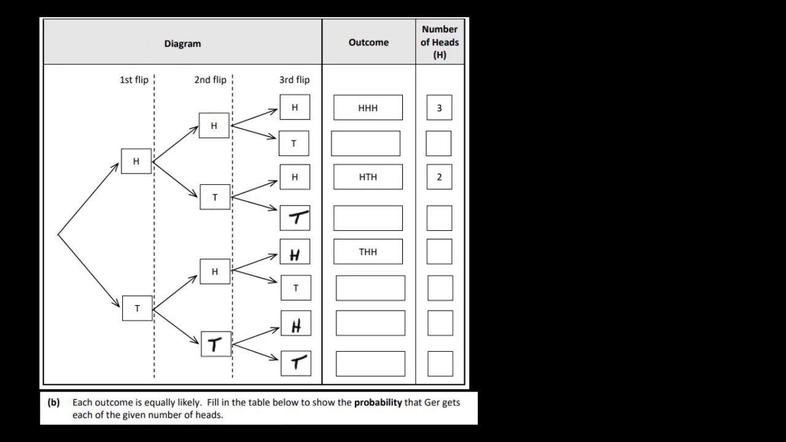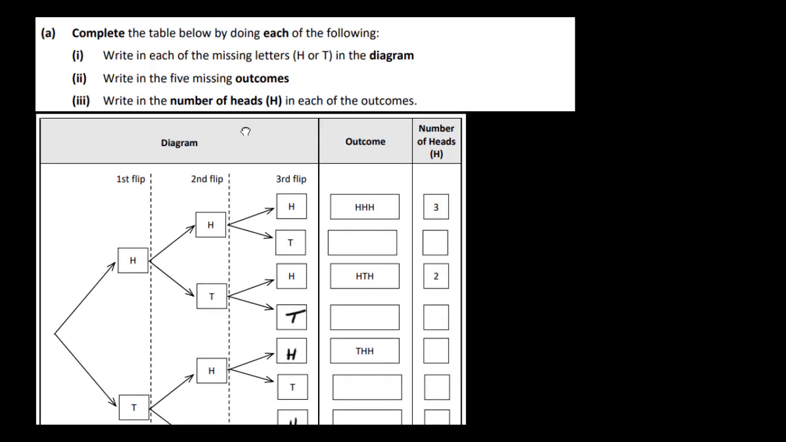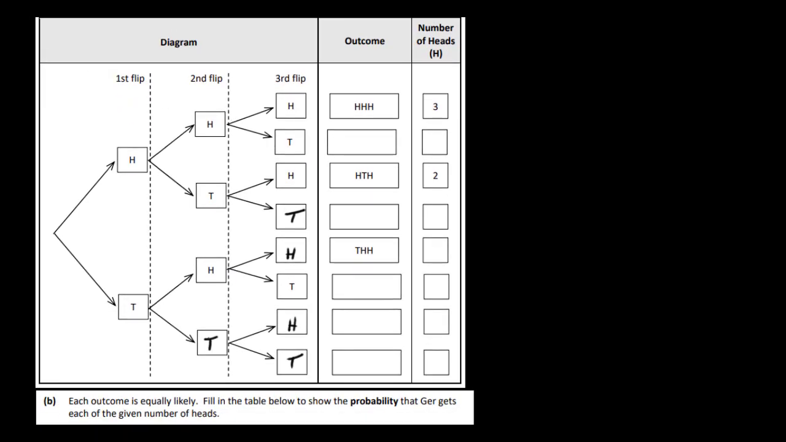So the second part of this then just asks us to write the 5 missing outcomes. So if we have a look here, we have head, head, head, we have head, head, tail. If we take this route here, head, head, and then tail here. And then down here, then we've got head, tail, tail.